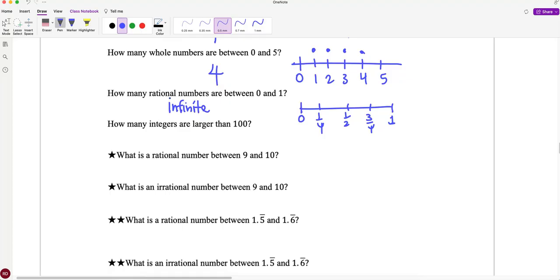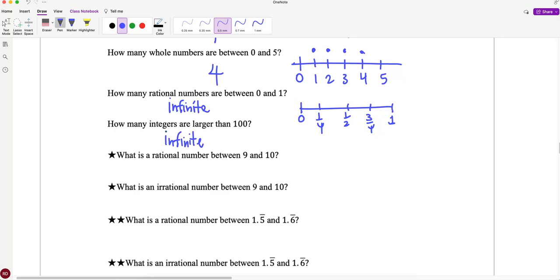So infinite number of rational numbers between 1 and 2. How many integers are larger than 100? Okay, so if I'm counting integers and I get to 100, then I go 101, 102, 103. How many of them are there that are bigger than 100? There's an infinite number of integers bigger than 100.